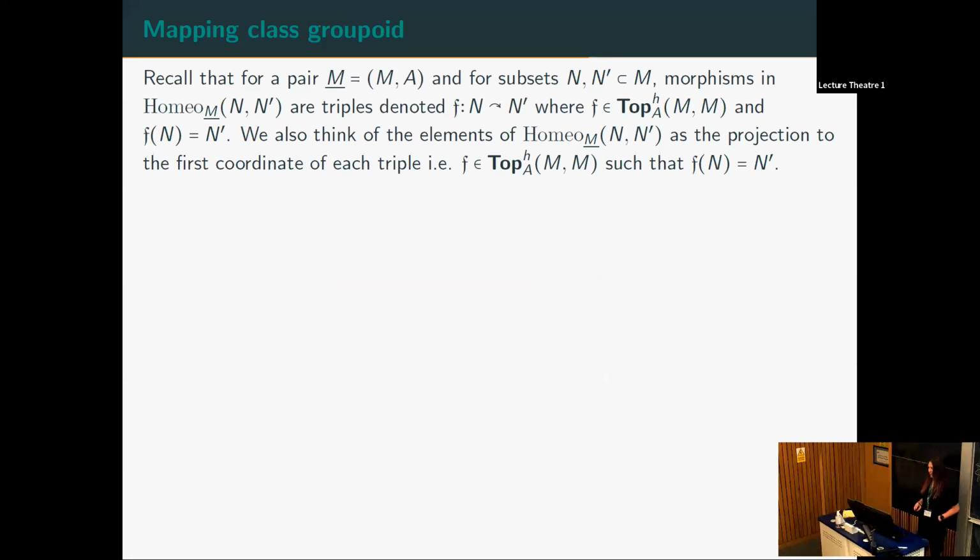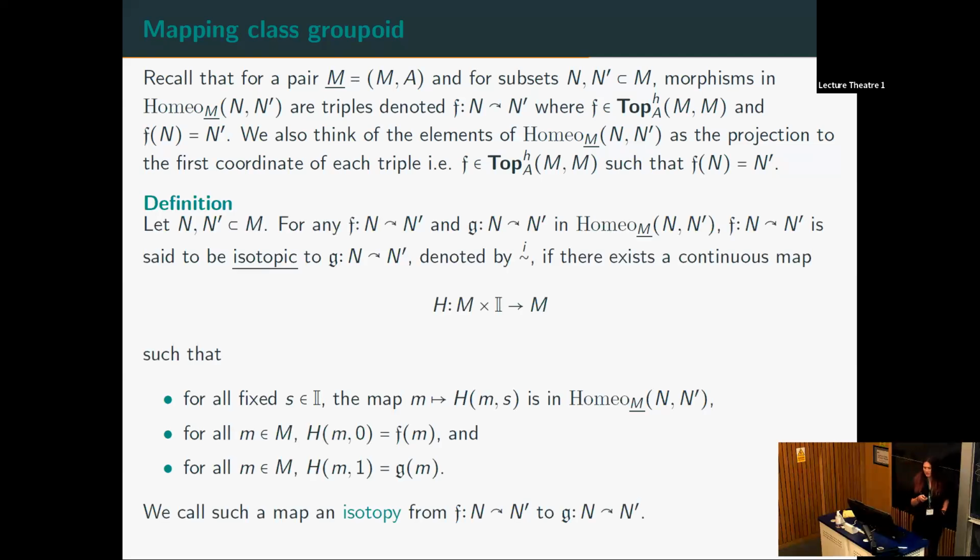Okay, good. So, mapping class groupoids. Again, we take exactly the same things as input. We take a pair with some fixed subset. Recall that we defined this category Homeo(M; N, N'), where our morphisms are self-homeomorphisms from N to N'. Then we're going to define our mapping class groupoid just as a quotient of this category.